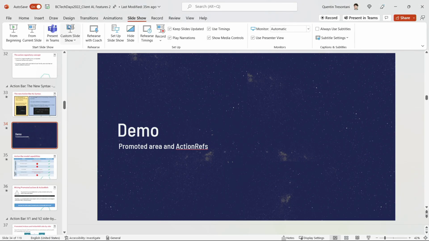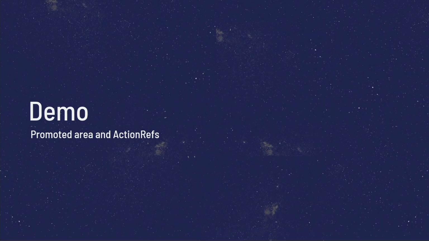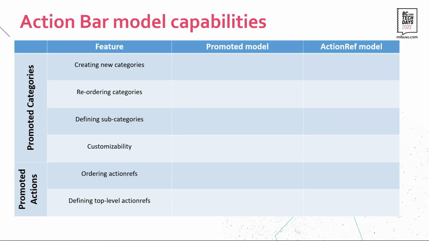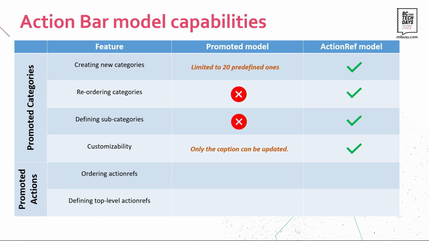If I go back now to the presentation, we can have a summary of the capabilities between the two models. So for the promoted models, we were limited to 20 categories, and we couldn't create new ones. That's something that is fixed now. I can explicitly reorder them. I can define subcategories if I want to. They are much more customizable. I can do other things than just changing the caption. I can order the action ref exactly how I want them, and I can even define them as top-level actions. So that shows the new capabilities we're getting now.